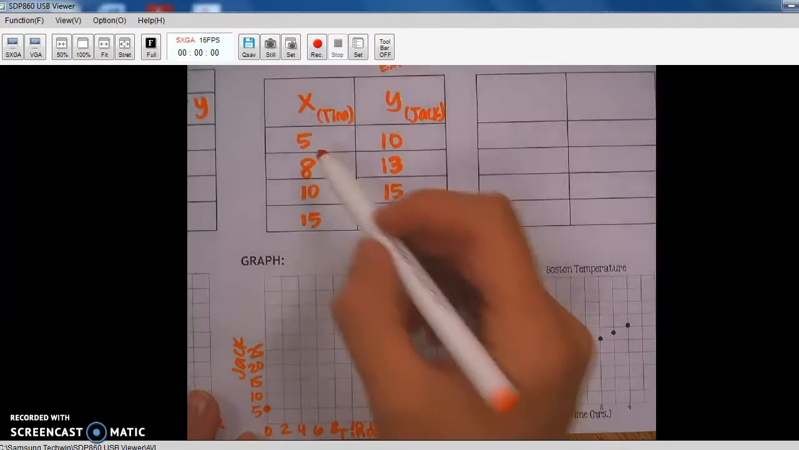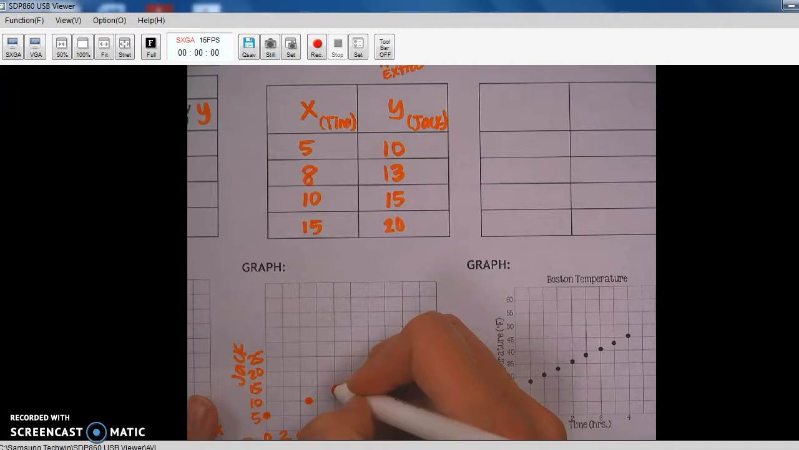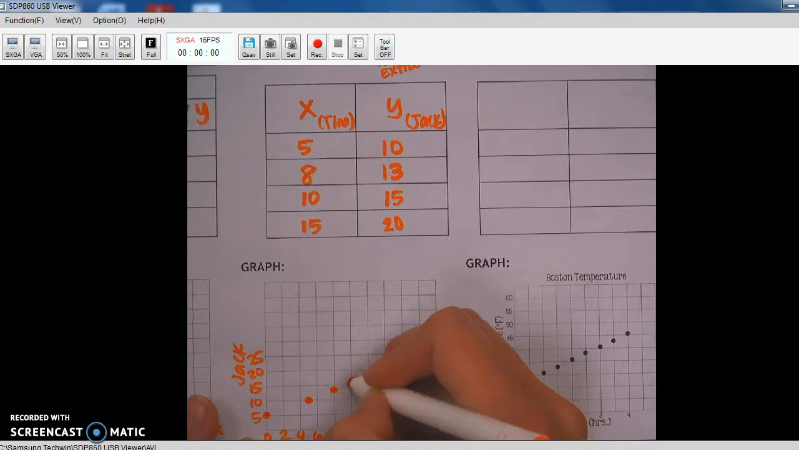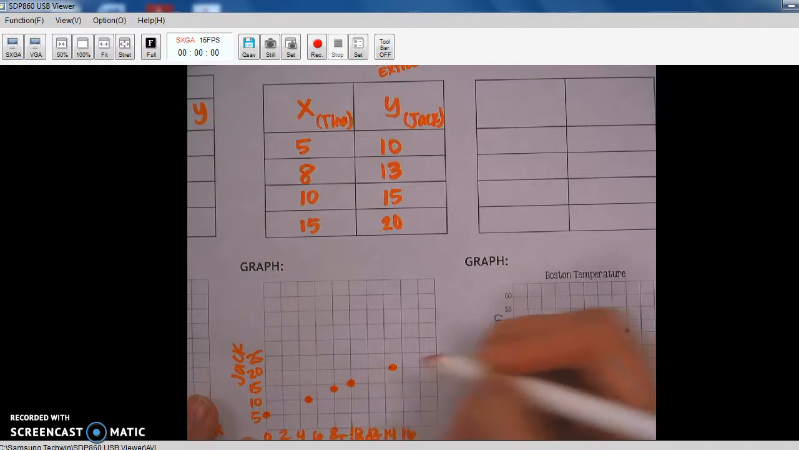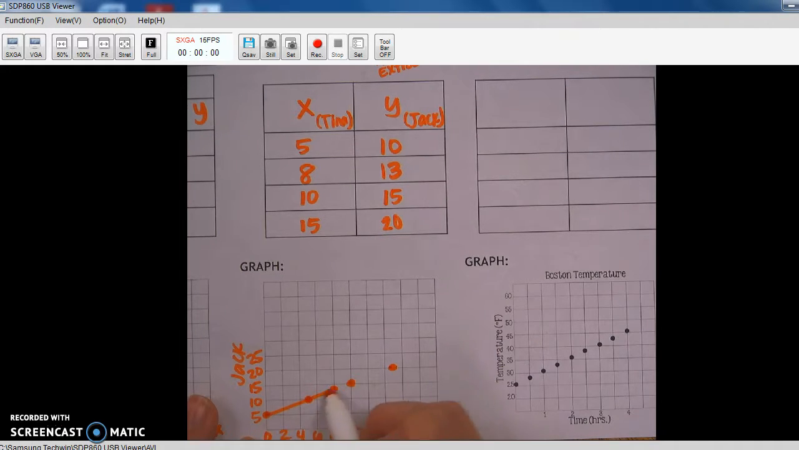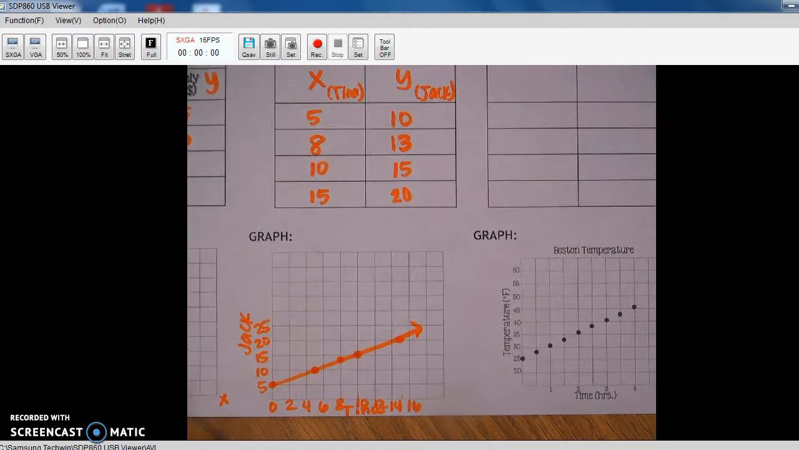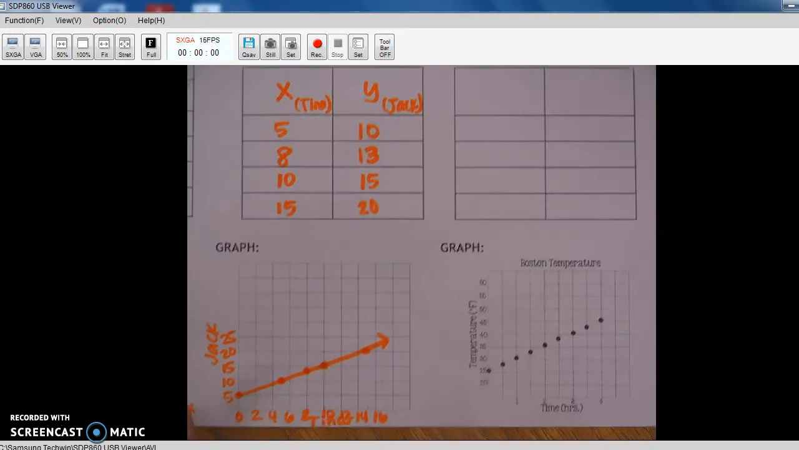Okay, then I know if Tina is 5, Jack is 10, she is 8, he's 13, kind of have to estimate, 10, 15, and 15, and 20. Okay, so we see a pretty straight line here for our constant rate. Every time we add Tina's age, we add 5 years for Jack's age.